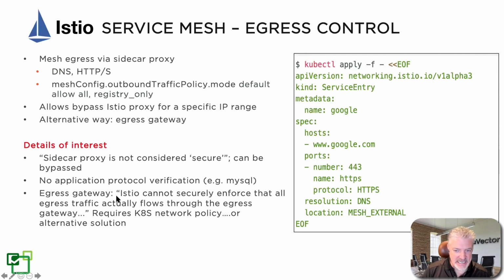Mentioning this egress gateway, Istio cannot securely enforce everything that flows through an egress gateway. So you would have to add to that either some Kubernetes network security policies or some other alternative solution to build the security walls to make sure that everything flows through that egress gateway.